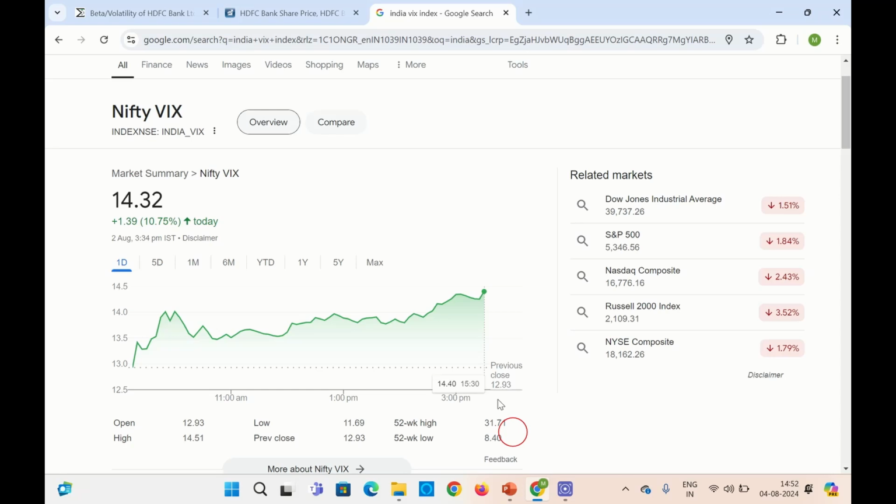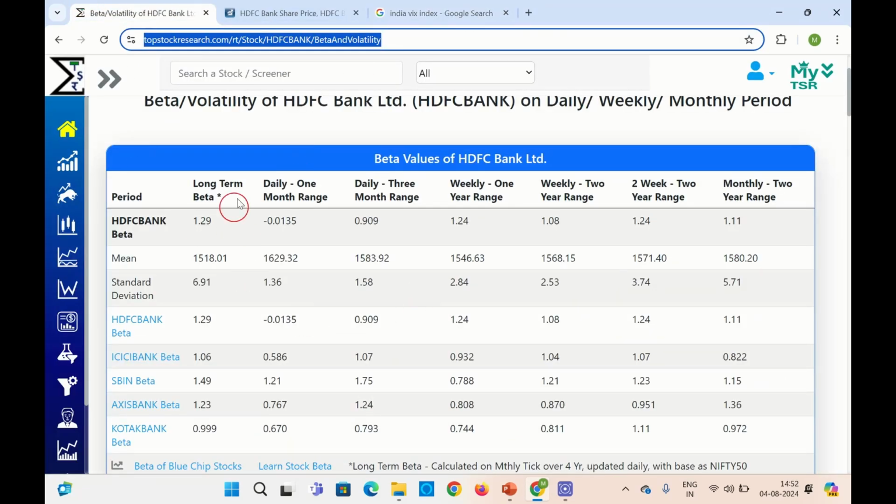You can take standard deviation, like you can Google any stock's standard deviation very easily. You will get the standard deviation. This is, for example, where I've Googled and kept the standard deviation of HDFC Bank. So you can simply Google it and you can get it.